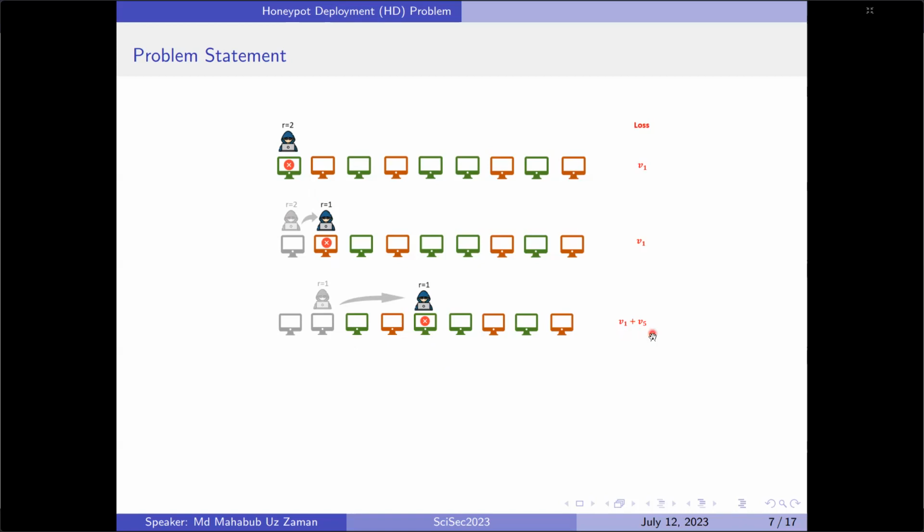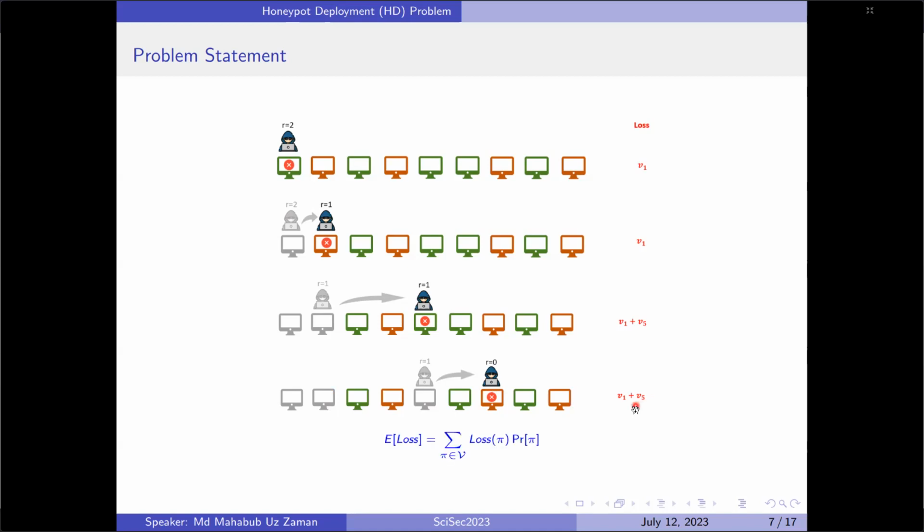The same way, the attacker decides not to attack the subsequent one, then it attacks the seventh computer. The seventh computer was a honeypot computer. And since it attacked the honeypot computer, it will lose its last tool. Since the attacker doesn't have any other tool left, the attacker cannot proceed to attack any other computers. So the total loss is now V1 plus V5. So this is how we can calculate the loss.